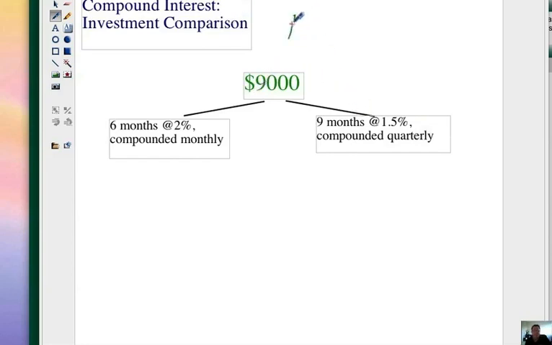All right, so let's see if you remember the formula. This is from a previous video. Total amount that you get, that's your principal with the interest added in, equals the principal times 1 plus r over n, to the nt power. All right, let's take a look.